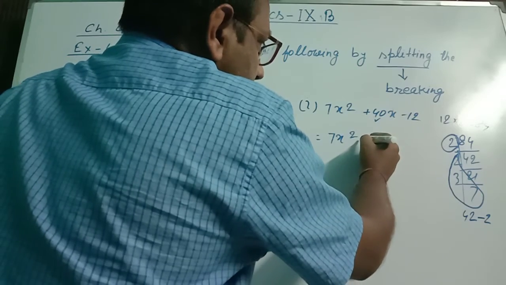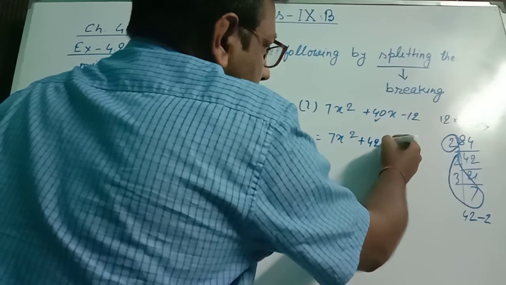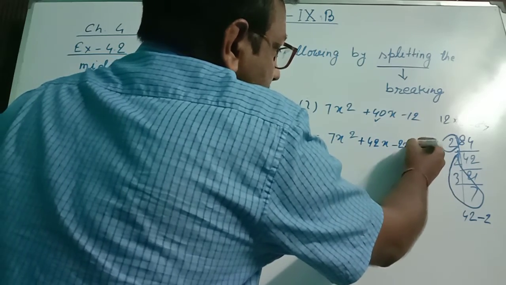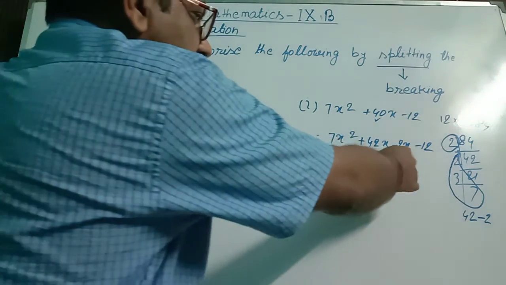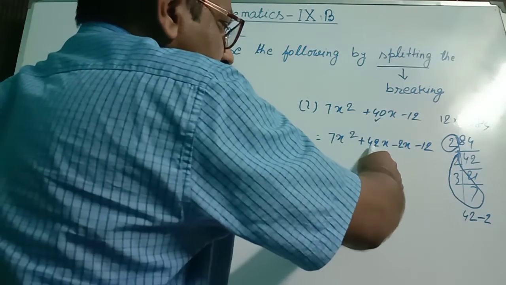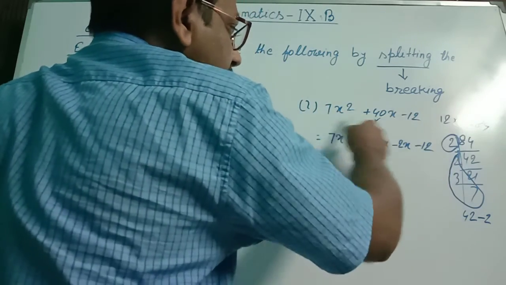Now it is easy to write. Plus 42x minus 2x minus 12. Plus 42x minus 2x equal to 40x, and 42 into 2 equal to 84, that is the product of these two.